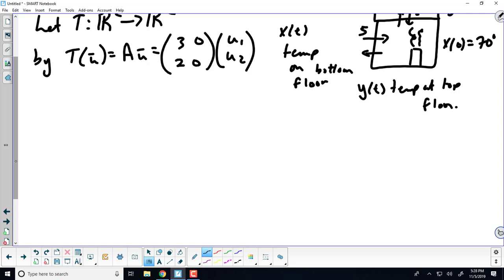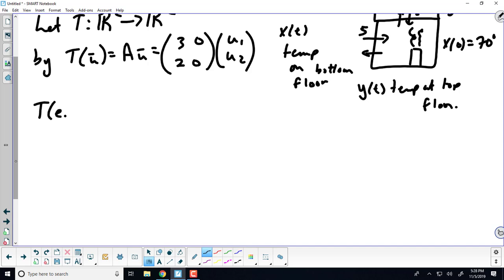Well, we're gonna pick some vectors from the domain, but what two would be the best two vectors to pick from the domain? 1, 0 and 0, 1, the standard basis vectors. So let's just see what the transformation does to the standard basis vectors.